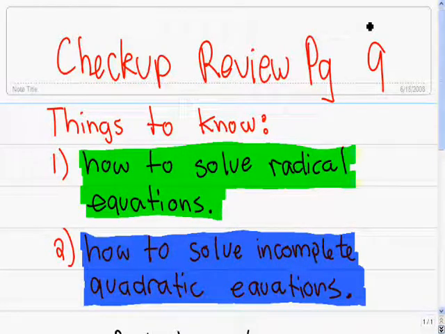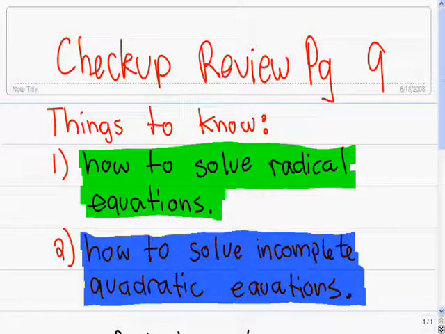This is a quick review for the checkup on page 9. If you understand the concepts that I talk about on this page, you should be able to do the checkup without looking back. The things that you need to know before you do the checkup are how to solve radical equations and how to solve incomplete quadratic equations. That's what we've been doing in the previous pages. We've been solving radical equations and we've been solving incomplete quadratic equations.